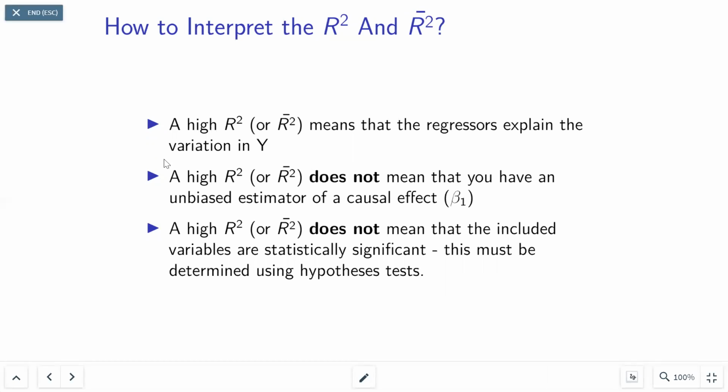In summary, a higher R-square or adjusted R-square means that more of the variation in Y is explained by the model. But neither R-square nor adjusted R-square gives any indication of whether our variables are unbiased estimators of a causal effect. Additionally, we cannot use R-square or adjusted R-square to draw statistical inferences. Whether regressors are statistically significant must be determined using hypothesis tests.